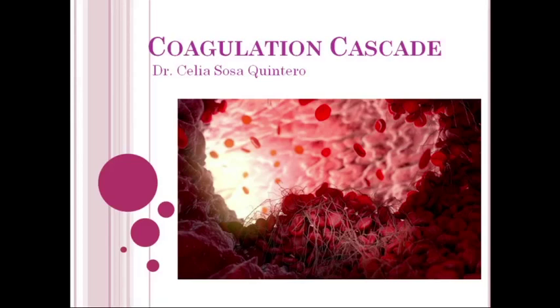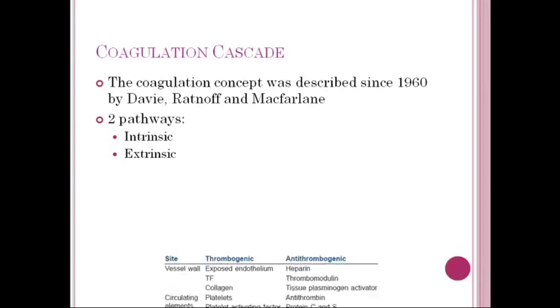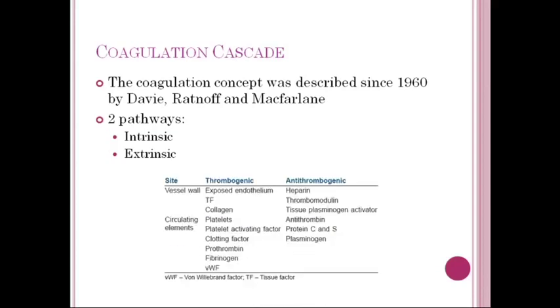Well, as we know, coagulation is a very dynamic process that involves the intervention of different mechanisms that interrelate and work simultaneously. We also have to know that the coagulation cascade concept was described in 1960 by David Ratnoff and McFarlane, who gave us the traditional model of two main pathways, the intrinsic and the extrinsic, that merge into the common pathway. Coagulation also has to be in equilibrium between two different forces, the thrombogenic and the antithrombogenic.